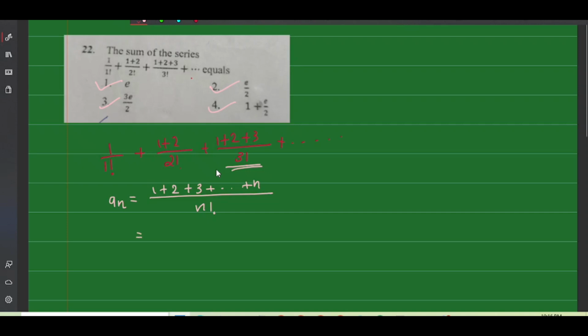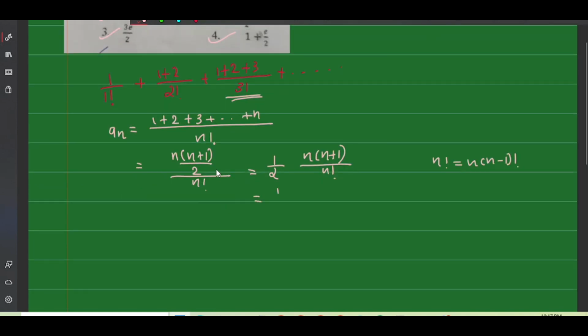Now, the sum of the first n natural numbers is n into n plus 1 by 2. So here, write n into n plus 1 by 2 all divided by n factorial, which is equal to 1 by 2 into n plus 1 by n factorial. And we know that n factorial is equal to n into n minus 1 factorial. So this is equal to n into n plus 1 by n into n minus 1 factorial. We can cancel these two n, then we get 1 by 2 into n plus 1 by n minus 1 factorial.